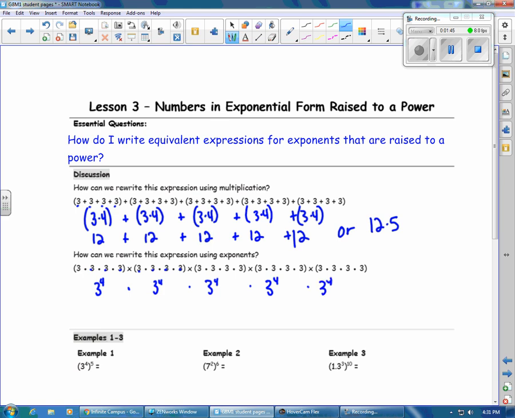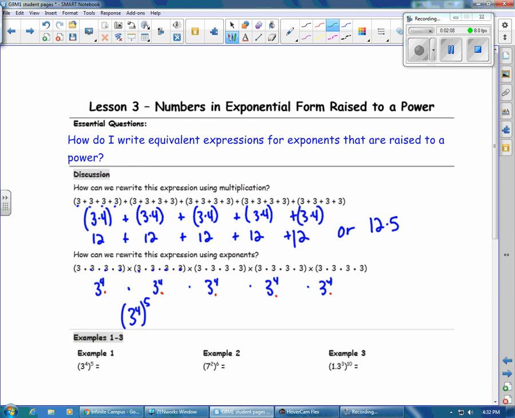Now how many times are we multiplying 3 to the 4th power times itself? Let's see, I'm going to switch colors so you can see me counting. 1, 2, 3, 4, 5. So I've got 3 to the 4th power being multiplied by itself 5 times.